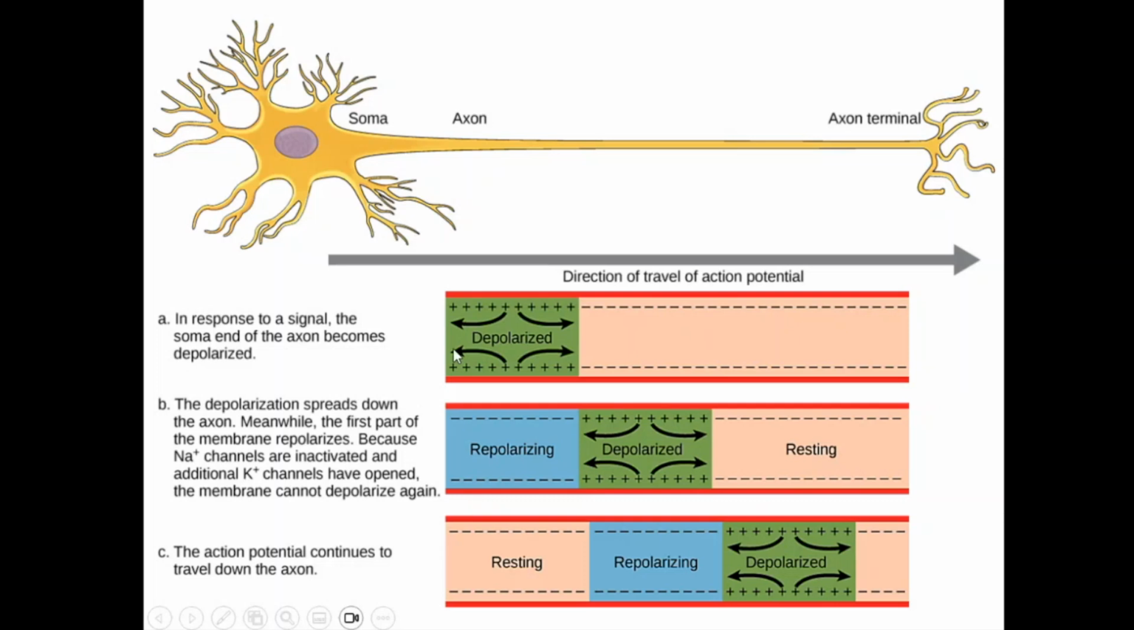In response to a signal, some end of the axon becomes depolarized. The depolarization spreads down the axon. So from here, it moves to here. The initially depolarized axon will now repolarize, while the one in front is resting.